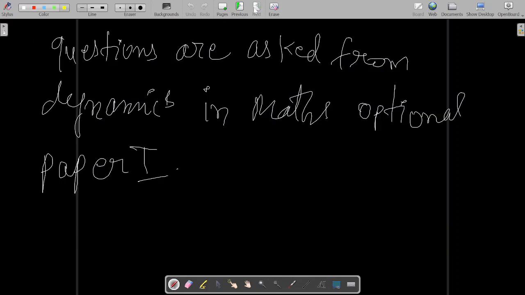Now central orbit, we will define central orbit.